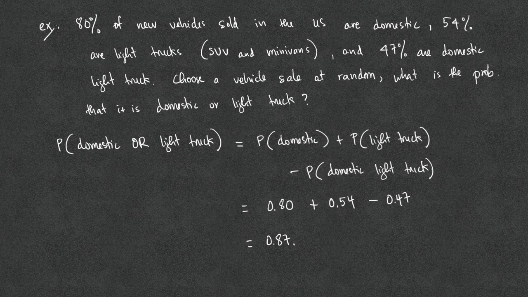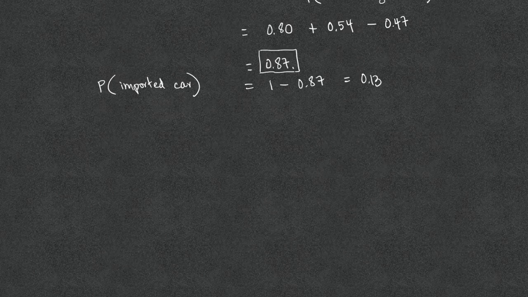Notice that if we were to find the probability that the car was an imported car, then we would simply take 1 minus the domestic or light truck, meaning 1 minus 0.87, which is 0.13. But the answer to the original question is 0.87. We can solve this problem using the Venn diagram as well.